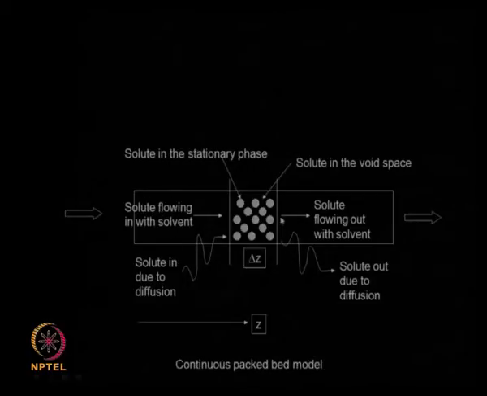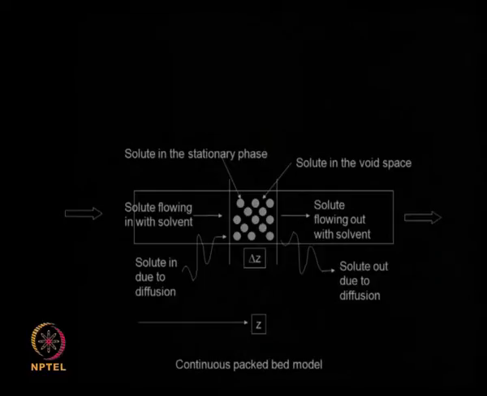Okay. So, what are the things happening here? Solute flowing in with the solvent, solute flowing out with the solvent. Solute is coming in because of diffusion, solute is coming out because of diffusion. There is no conversion of the solute. So, there are no reactions taking place. So, we can balance all the input flows with all the output flows. So, you can have a partial differential equation relating concentration as a function of distance z and also as a function of time.